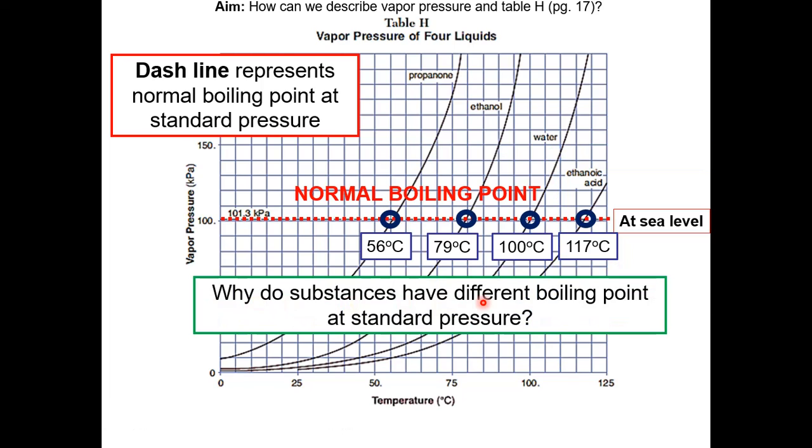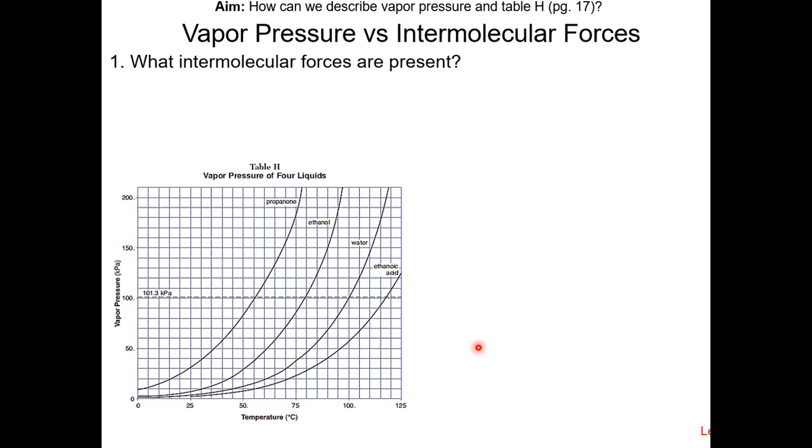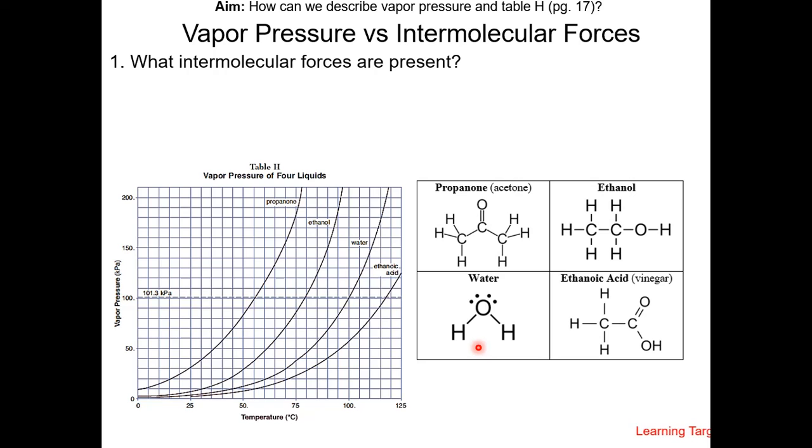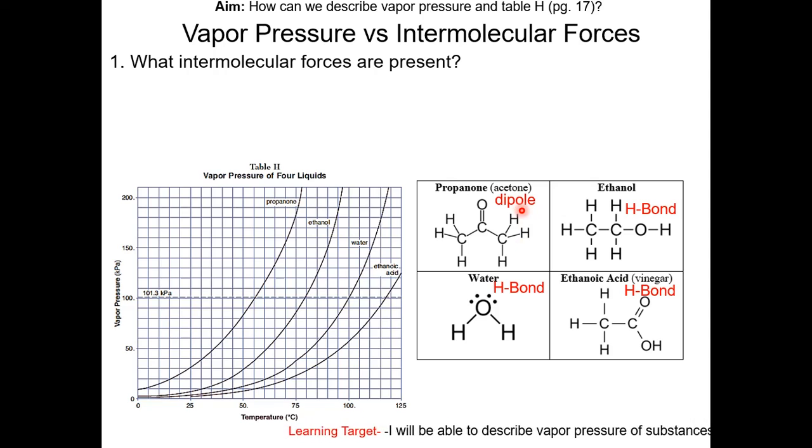Why do substances have different boiling points at standard pressure? This has to do with the intermolecular forces. So let's look at the substances. As you can see, propanol is the only one that does not have a hydrogen bond. It has a dipole-dipole interaction. Therefore, propanol has the weakest intermolecular force.